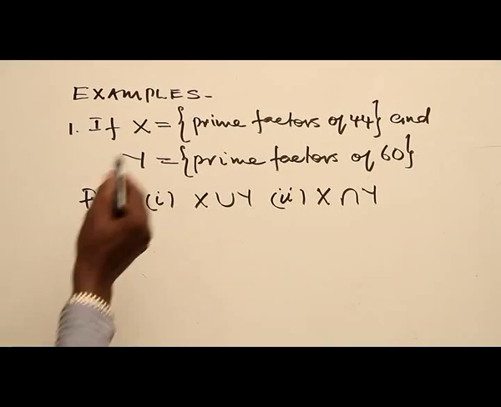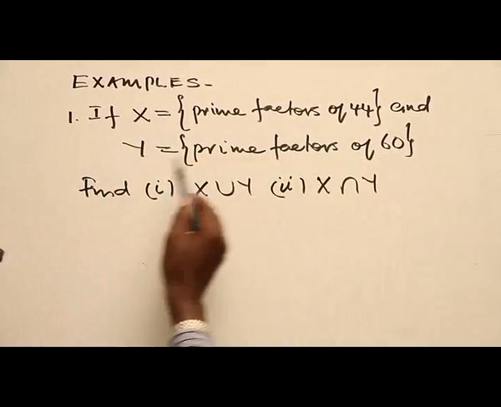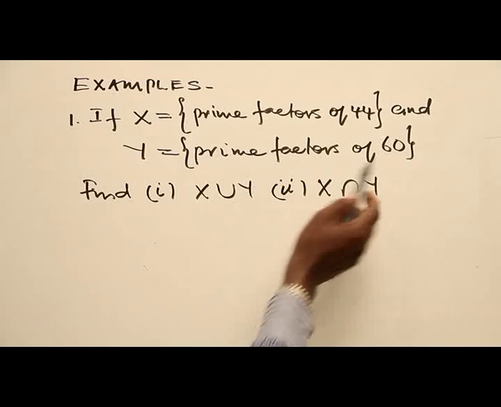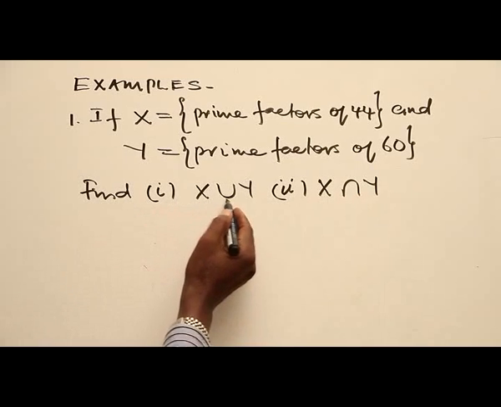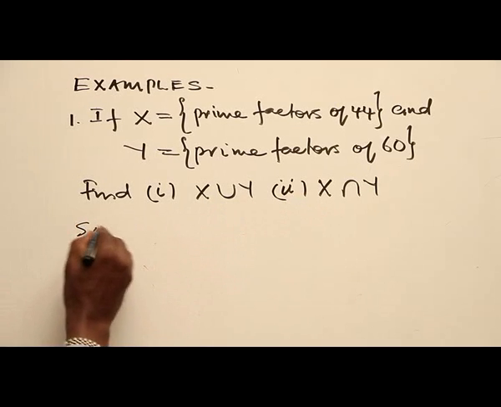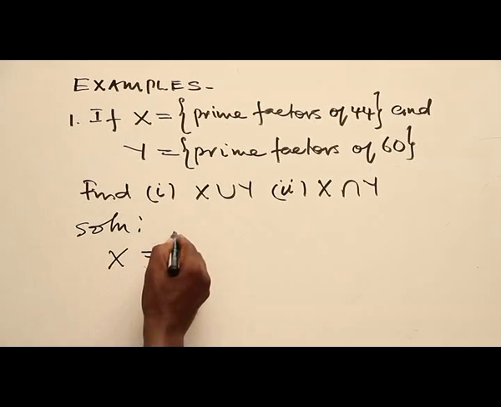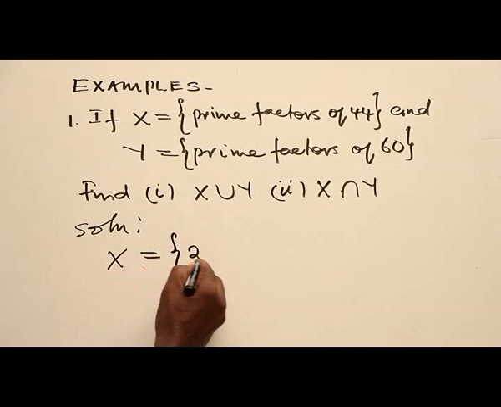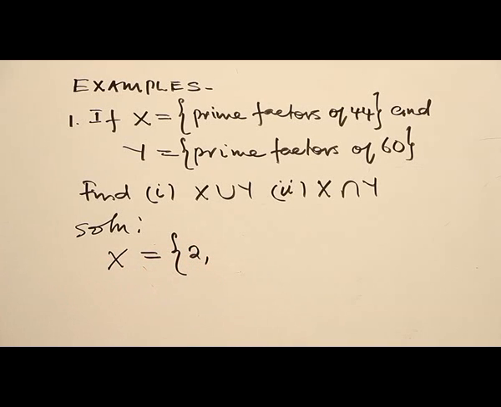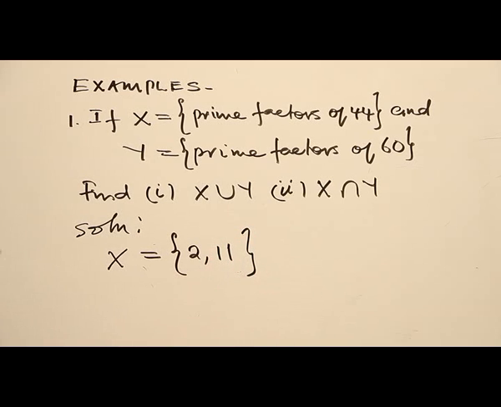Let's take the first example. Number 1. If S is equal to prime factors of 44 and Y equal to prime factors of 60, find Roman figure 1, S union Y. Roman figure 2, S intersection Y. Our solution, first of all, we write out the prime factors. So our S is equal to the prime factors of 44, we start with 2. And then we divide again. 11 is one of the prime factors, and these are the only two prime factors of 44.